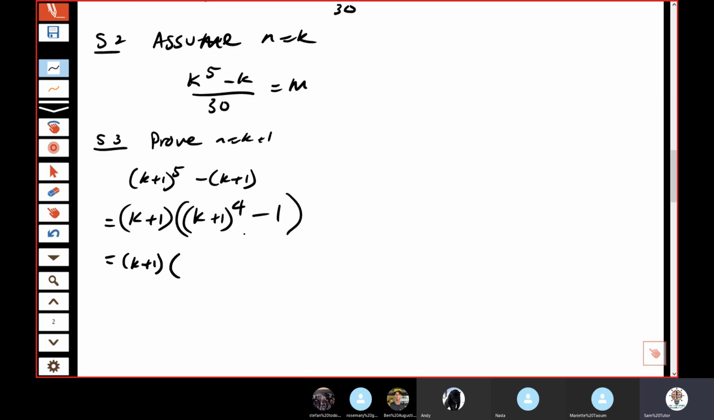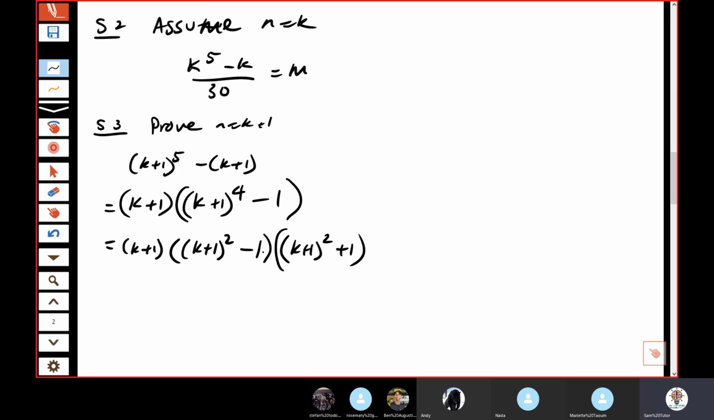K plus 1. All right, difference of two squares. That could be k plus 1 squared minus 1, and then k plus 1 squared plus 1, like that. Still good? Equals k plus 1. This becomes k squared plus 2k plus 1. K squared plus 2k, and then plus 1 minus 1 cancels out.